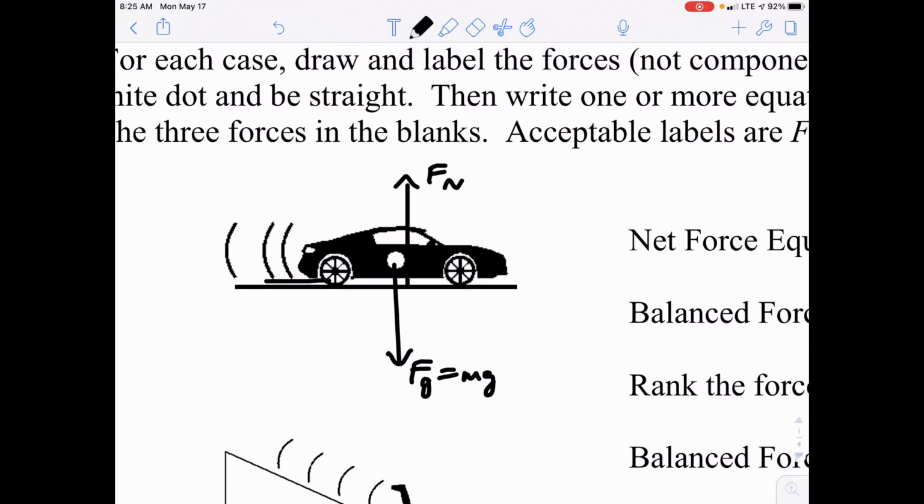And slowing down the car, of course, would be friction. Now, friction is normally equal to mu times normal force. Since we're not actually solving a problem, we don't need to worry so much about that this time.